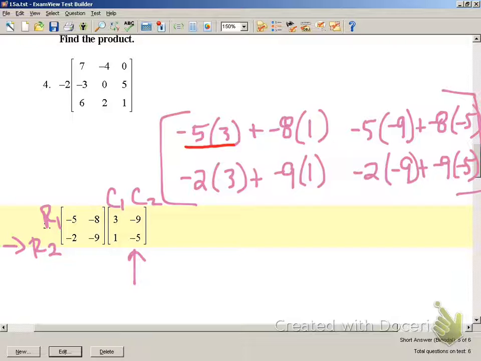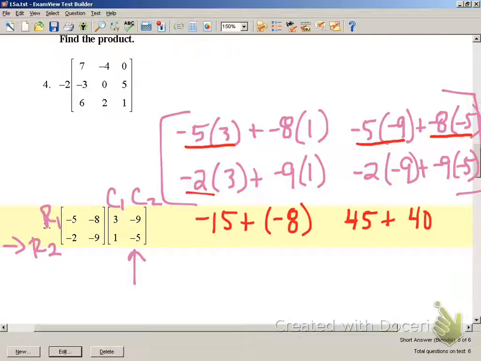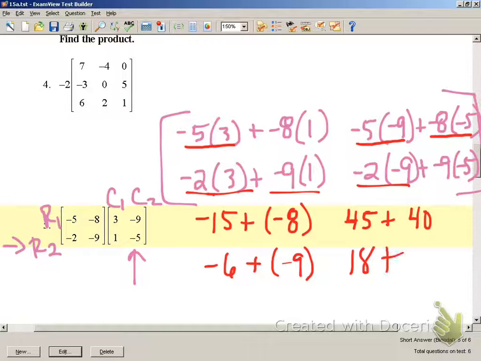So I'm going to say negative 5 times 3 plus a negative 8 times 1, which is negative 8. I'm going to say negative 5 times negative 9, which is 45, plus negative 8 times negative 5, which is 40. Negative 2 times 3 is negative 6, plus negative 9 times 1 is negative 9. And negative 2 times negative 9 is positive 18, plus negative 9 times 5 is positive 45.